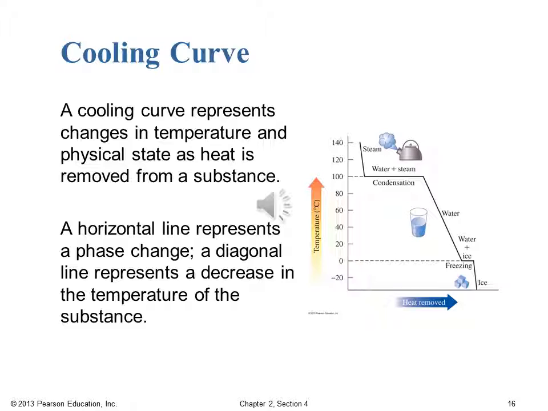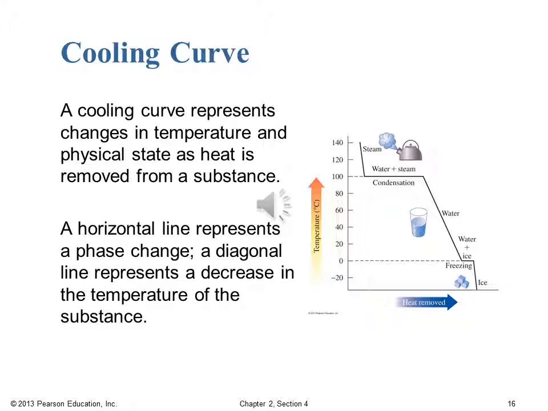So additional heat removed just goes into slowing the vibrations until, if we were to achieve absolute zero, we'd have essentially no molecular vibrations at that temperature. Okay, so it's the same idea. The diagonals, now they're going down because heat's being removed. So those correspond to just change in the average kinetic energy of the particles within a given phase or state.